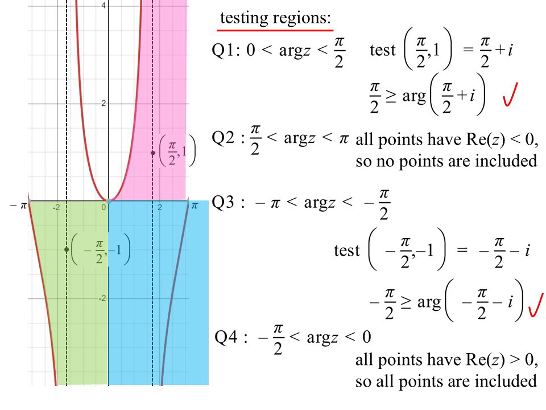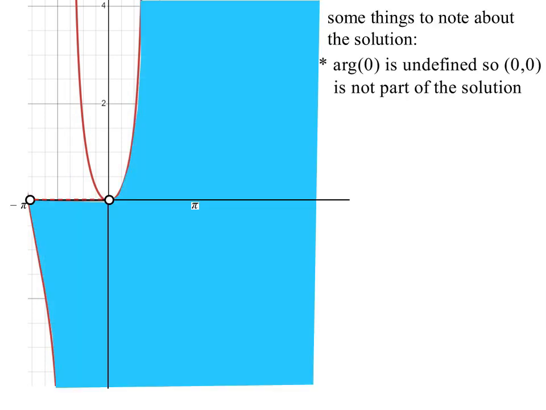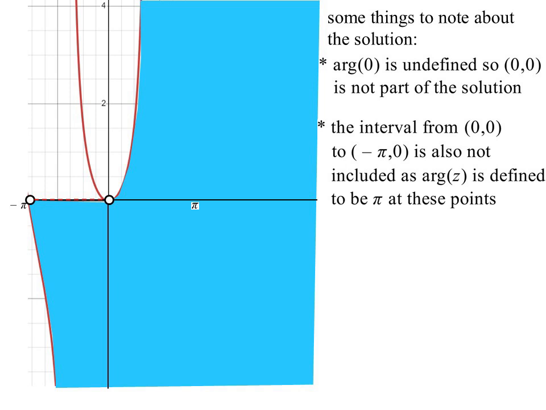So it looks like we've got our answer, but there's a few things to point out about the answer. Argument of 0 is of course undefined, so it does not satisfy that original equation. We wouldn't be able to substitute 0 into that and get an answer. So 0, 0, not part of the solution. Circle that. In fact, anything along the left-hand side can't be in the solution because for all those points, the argument is defined to be positive pi. So how is the real part, which is negative, going to be bigger than positive pi? It can't. So we dot that.